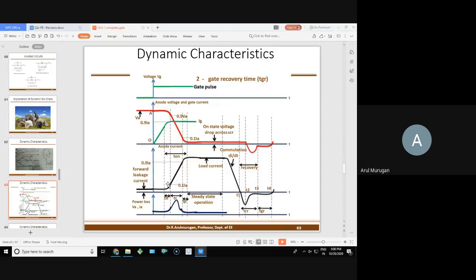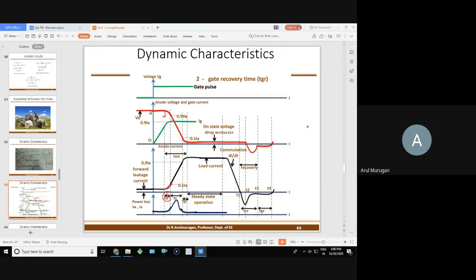Similarly, you say the delay time. What is the delay time? During the delay time, the output current starts to rise from the leakage current to 0.1 of IA. During the delay time period, the output current rises from the minimum leakage current to 0.1. And what about the voltage? The output voltage starts to decrease from the VA peak value to 0.9 VA.